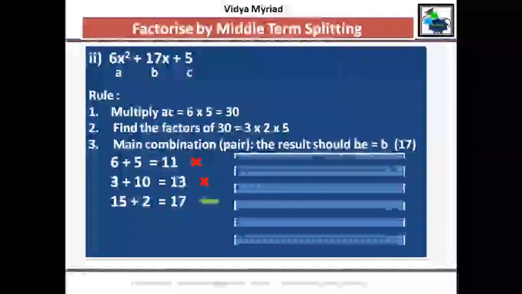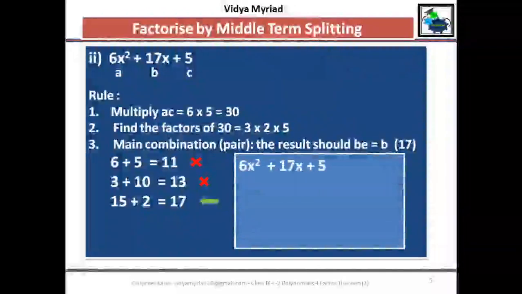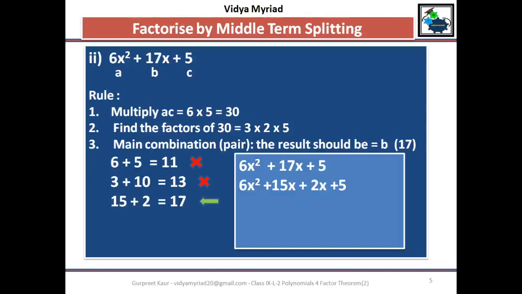Now let us put this combination in our equation. 6x square plus 17x plus 5. Now 17x will be written as 15x plus 2x. Now take out common from the first two pairs. 6x square plus 15x, you will get 3x common. Inside you will get 2x plus 5, plus 1, 2x plus 5. So these two are the factors of your polynomial 6x square plus 17x plus 5.